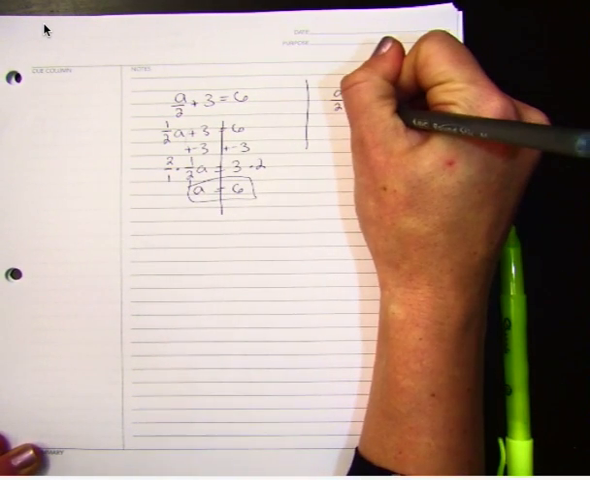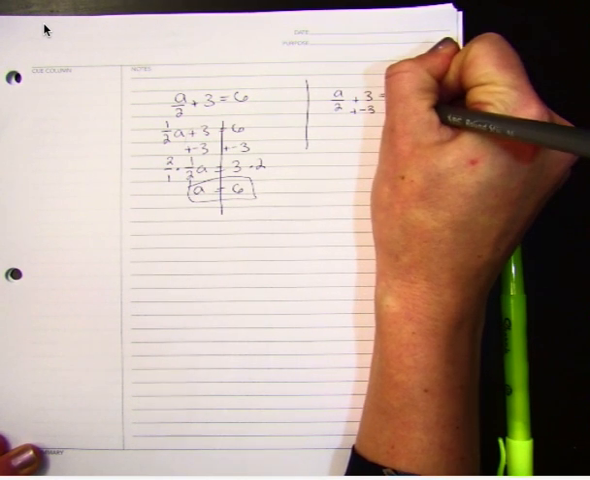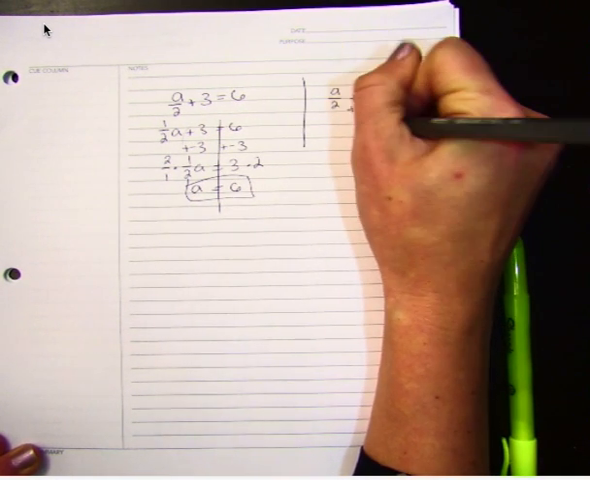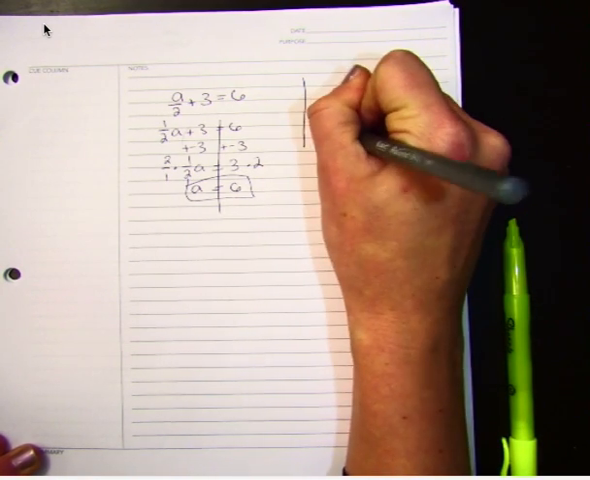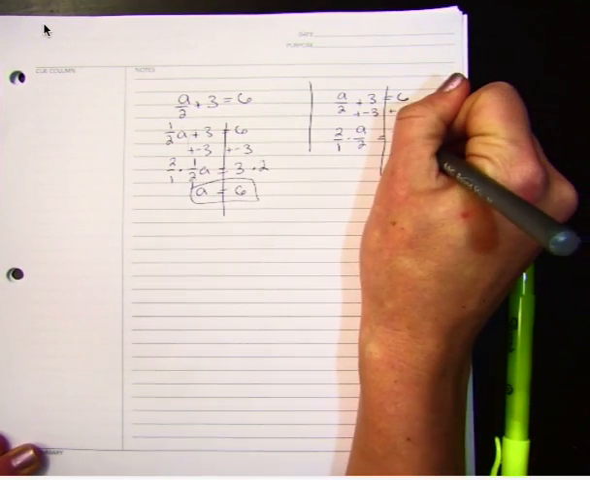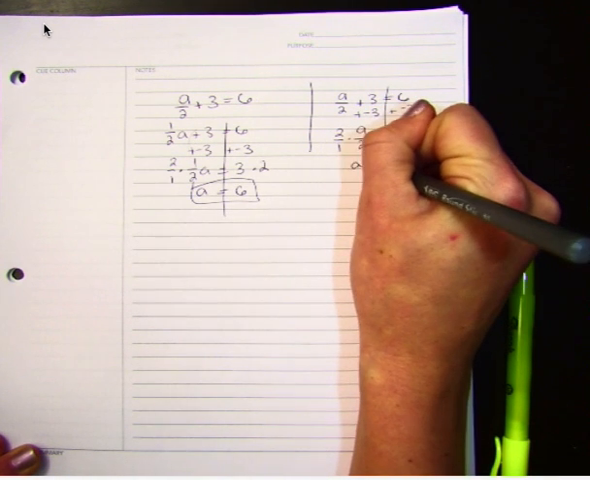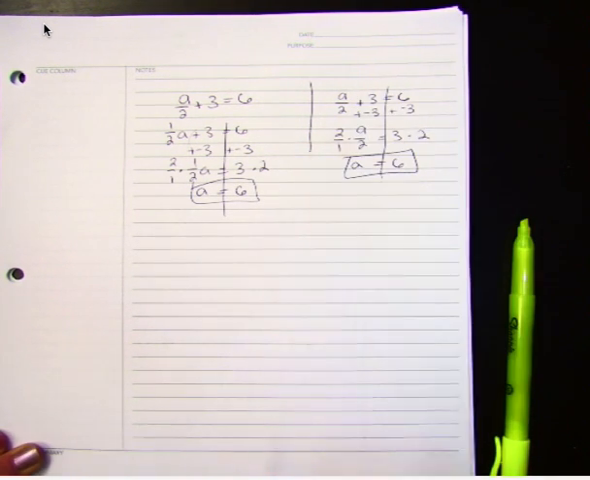Okay, you could have also just started from here. You'd say the addend is equal to 3, so let's add the opposite of the addend. We're left with a over 2 equals 3. Then you multiply by the reciprocal. Again, it's 2 over 1. And a is equal to 6.